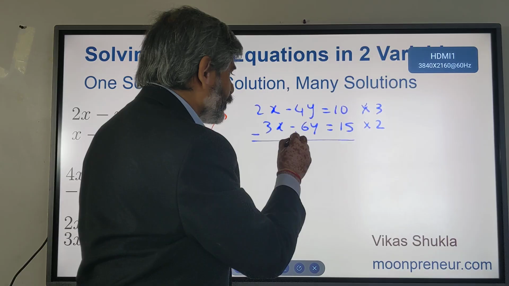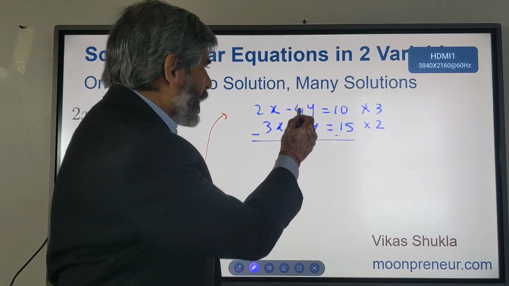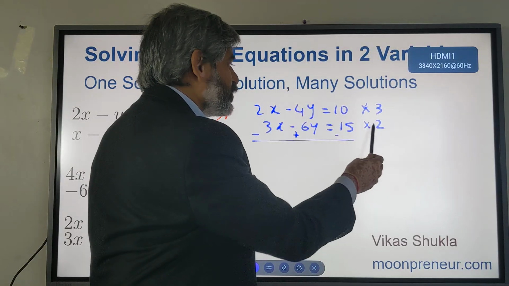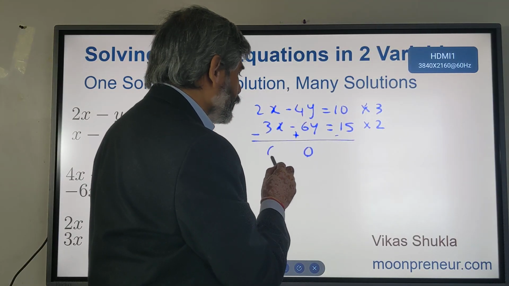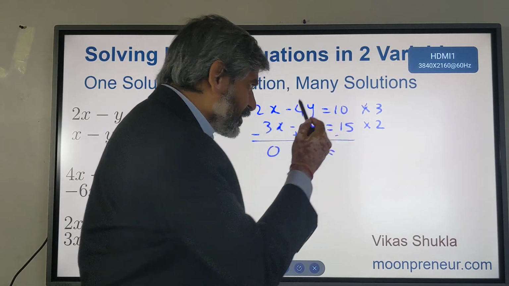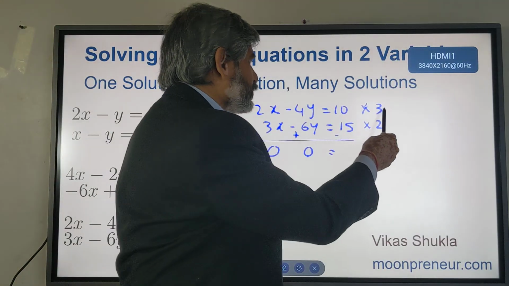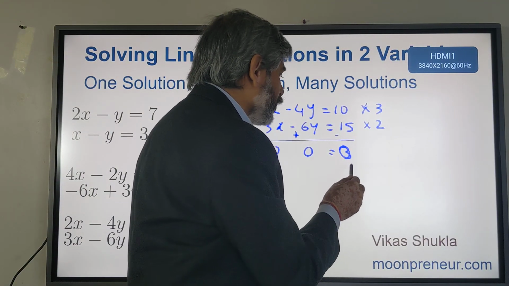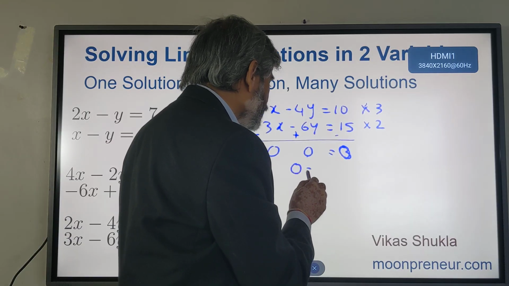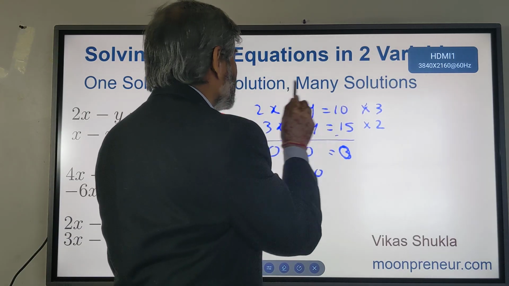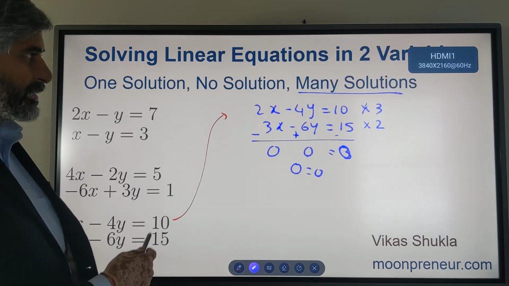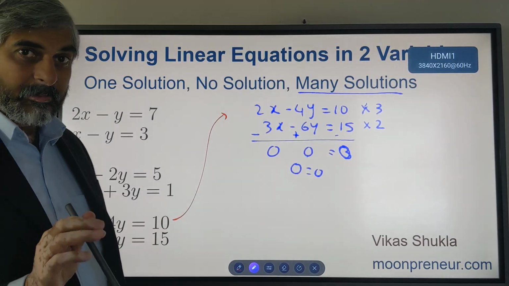They cancel out, but what happens here? 4 into 3 is 12 and 6 into 2 is also 12. So this becomes 0, this becomes 0. And now let's take a look at the right hand side. 10 into 3 is 30 and 15 into 2 is 30. So this becomes also 0. The equation becomes 0 is equal to 0. In that case, we have many solutions. Many solutions of x and y will satisfy this equation.